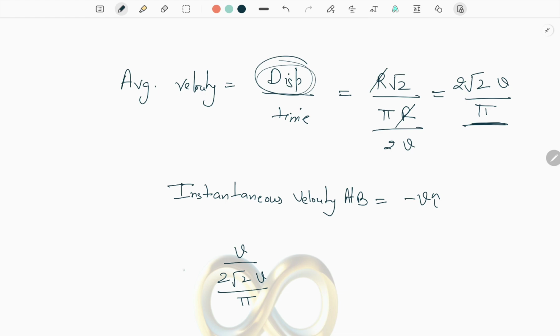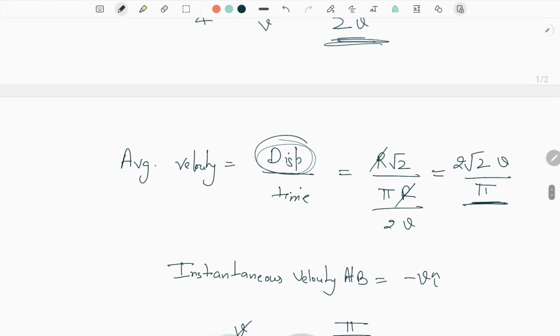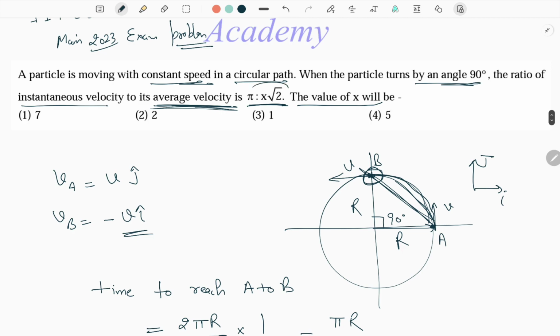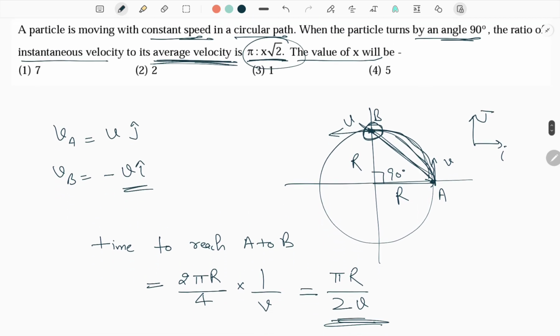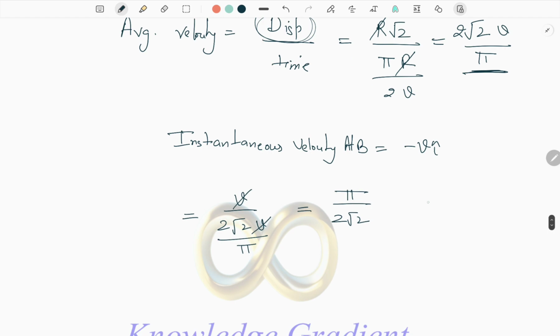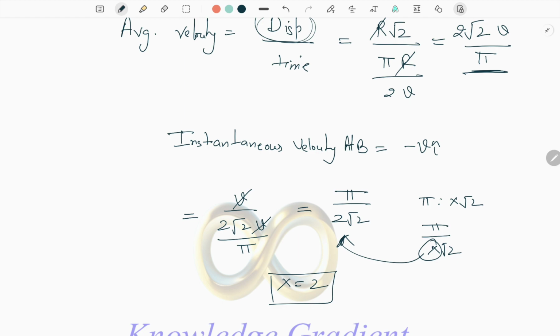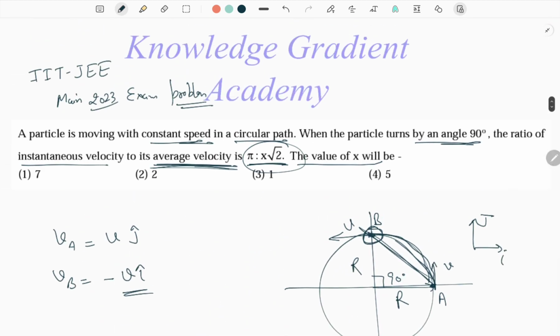So that is pi upon 2 root 2, and the given ratio is pi upon x root 2. By comparing, we know that the value of x is 2. So from this, the value of x is 2, and the correct answer is option number 2.